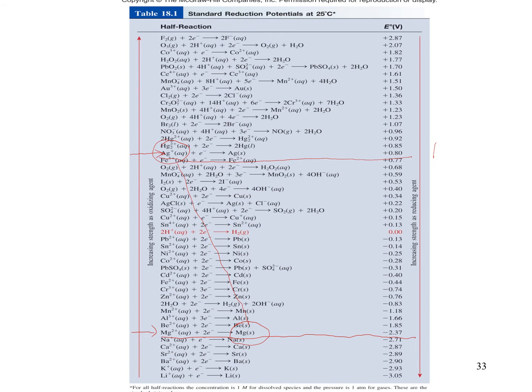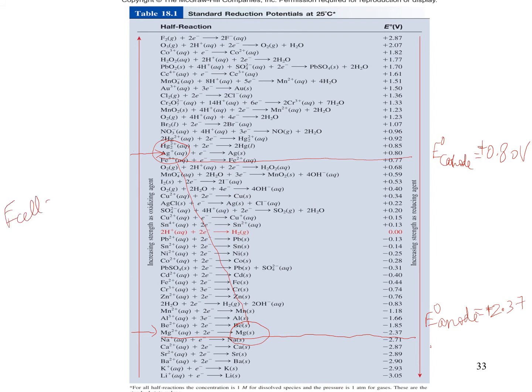So my E naught, top is always cathode, remember, would be 0.80, plus 0.80 like the sign says. What will happen at the anode? At the anode, this reaction will be flipped, meaning my value will be flipped. So it will become E naught equal plus, it will flip the sign, right? Plus 2.37. So what would be E of the cell?